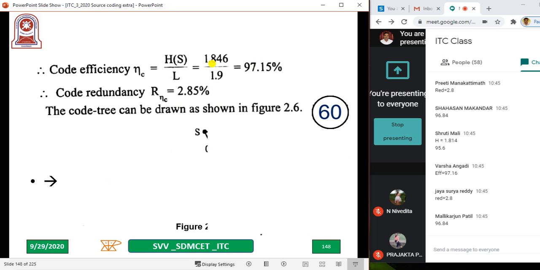Write down the code tree. I'll show you the code tree. It may look different, but when you traverse along that path, you should get the same code words. Write down the code tree. Take 30 seconds. Do it.